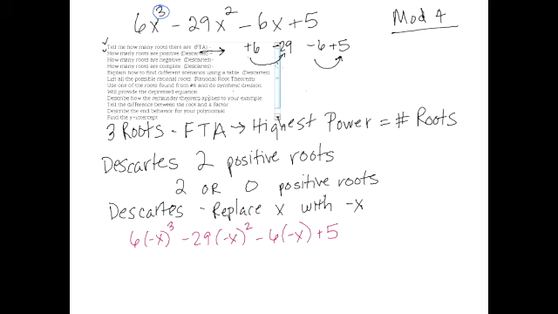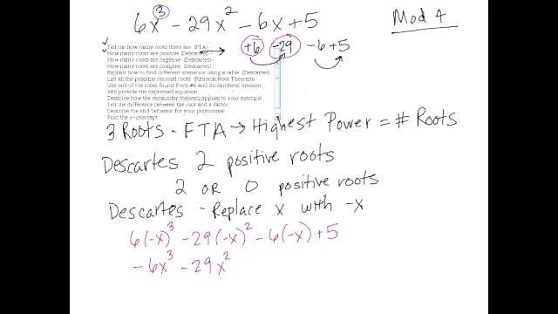Well, this becomes a negative 6x to the third, whereas up here it was a positive. Now the negative 29 does not change. This is still going to be negative 29x squared, because negative x times negative x is positive x squared. So the even power did not change. See? It's still negative 29.